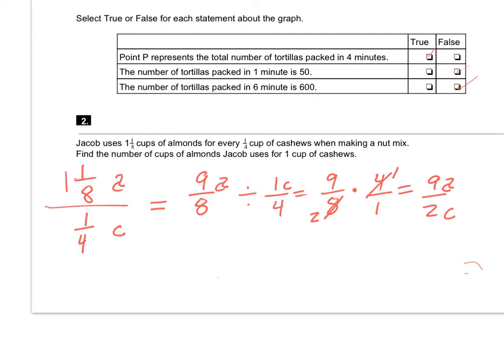To set up this proportion, you're going to get 9a over 2c should equal 1 cup of cashews, and we're looking for the number above. We know that the bottom one we need to divide by 2. That's how we got 1 cup of cashews. We're going to divide the top by 2, and now you're going to get 4 and 1/2, which is the same thing as 4.5. And you're done with problem number 2.